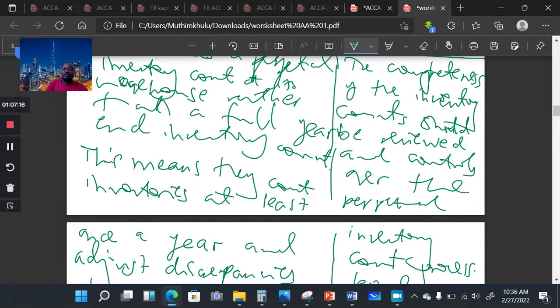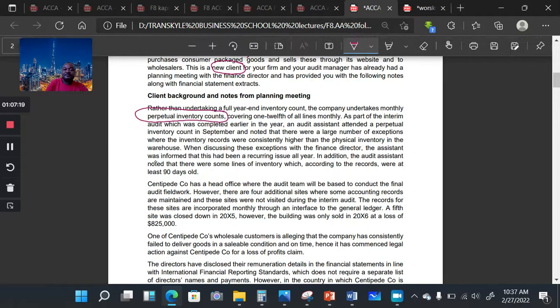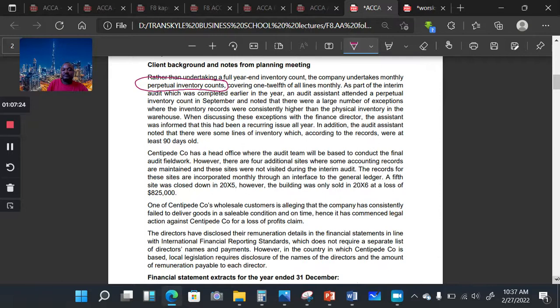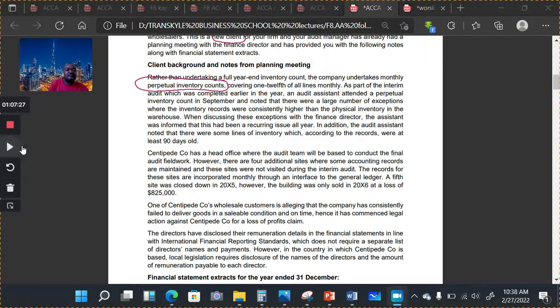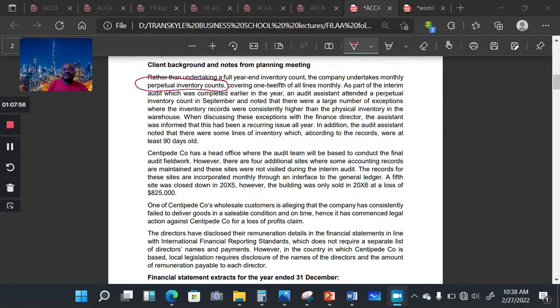Okay, so we need to go back to the question and read it again. Let's read the question. As part of the interim audit, which was completed earlier in the year, an audit assistant attended a perpetual inventory count in September and noted that there were a large number of exceptions where the inventory records were consistently higher than the physical inventory in the warehouse. When discussing these exceptions with the finance director, the assistant was informed that this had been a recurring issue all year. In addition, the audit assistant noted that there were some lines of inventory which, according to the records, were at least 90 days old.